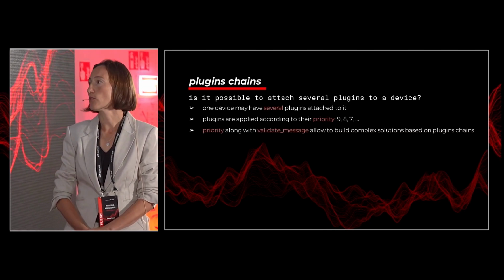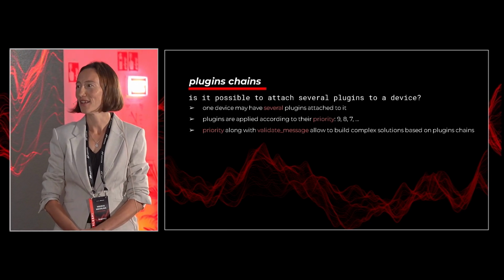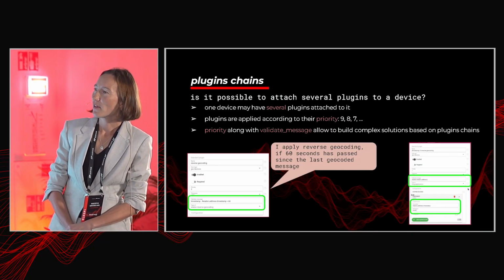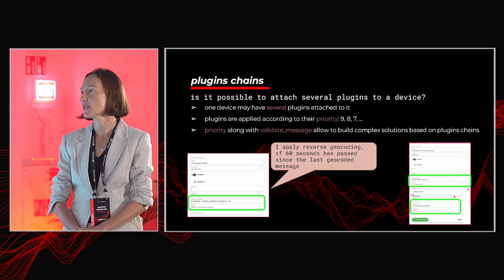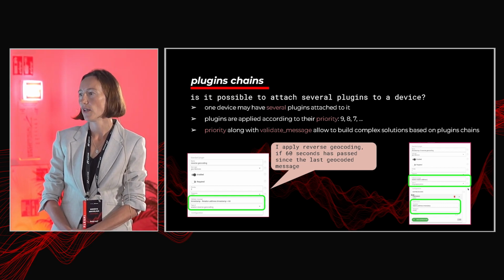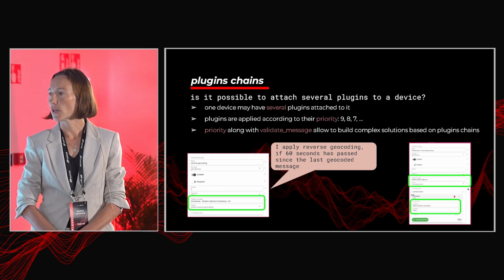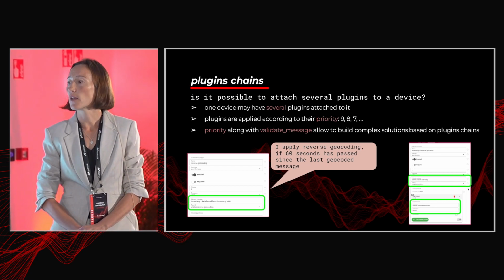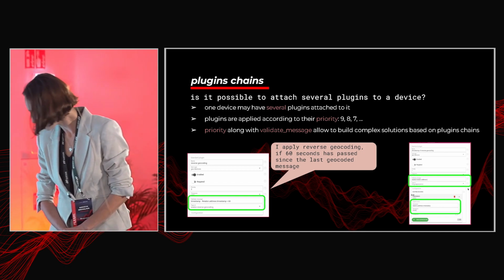And priority, along with message validation, allows building complex solutions based on plugin chains. And I will show you another example. These are two plugins. They are quite self-descriptive. The first plugin with higher priority applies reverse geocoding only if 60 seconds has passed since the last geocoded message. This is achieved with the validate message field. It checks the expression timestamp minus VLON address timestamp. If it's greater than 60, then this message is reverse geocoded, and the VLON address parameter is added to the message.